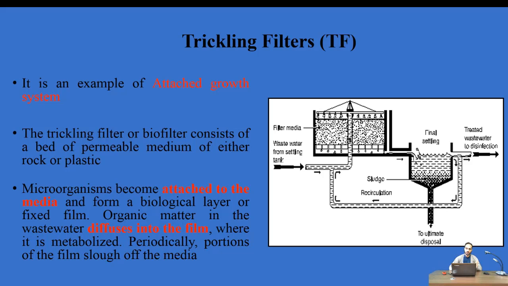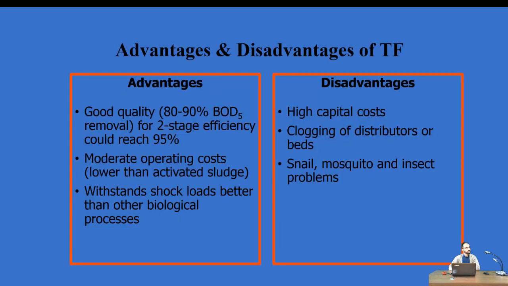The mechanism of removing contaminants in this kind of wastewater treatment plant depends on the diffusion of the contaminants when the wastewater passes through the media. The attached microbes will absorb the contaminants and treat the wastewater.